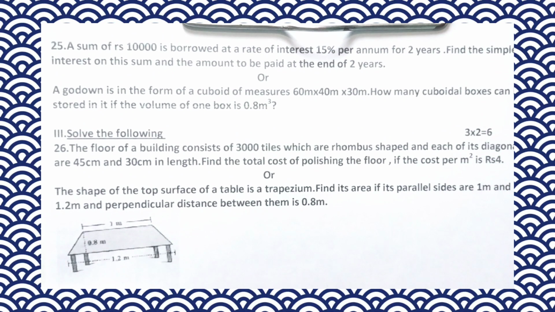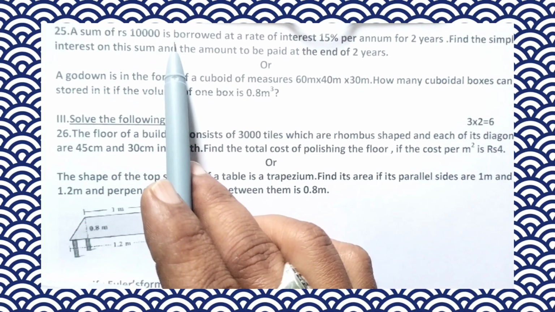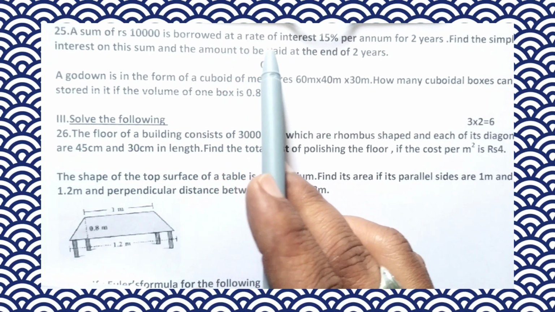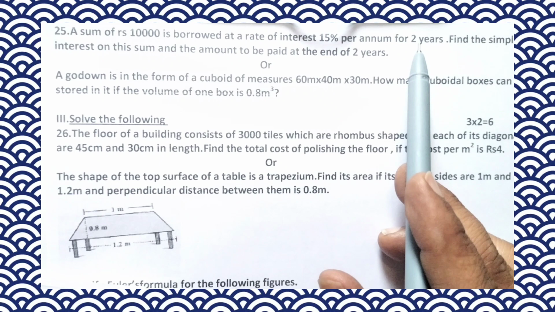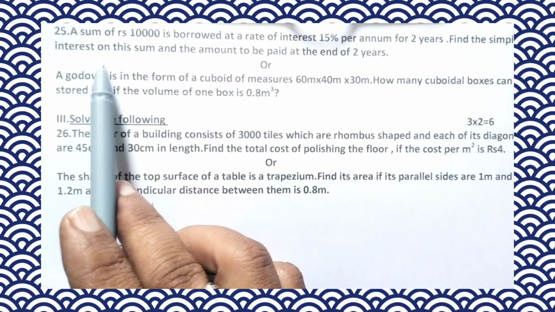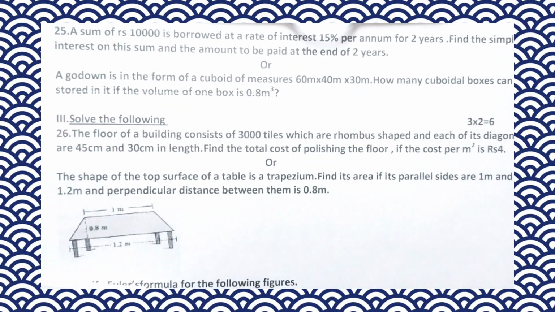Now let us move to the 25th question. That is, a sum of rupees 10,000 is borrowed at a rate of interest 15% per annum for 2 years. Find the simple interest on this sum and the amount to be paid at the end of 2 years. So now let us answer this question. A sum of rupees 10,000 is borrowed.